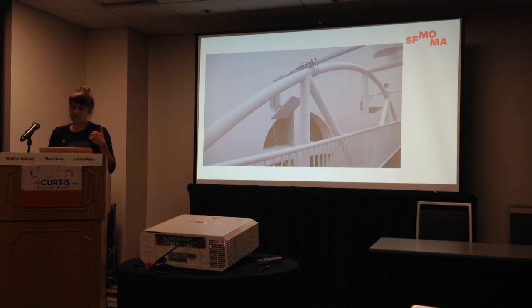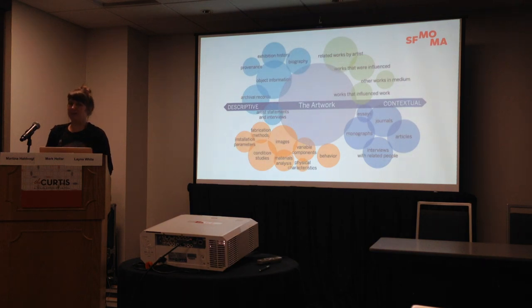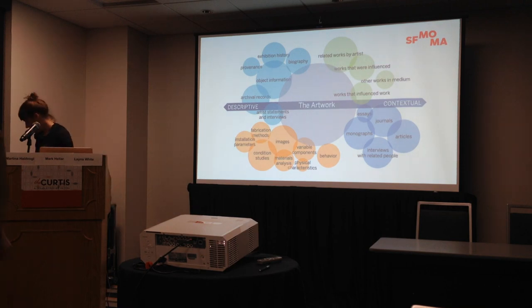But to back up a little bit, we want to explain what it is that we want to capture. What are the different forms of information? And so, like many museums, we generate and need a lot of information around contemporary art in particular. This diagram is our attempt to capture in one slide the different kinds of information and documentation that we need and generate for artworks. We've got it on a spectrum. One side is descriptive information, like physical characteristics or provenance. On the other side is contextual information, like artist interviews and critical responses to the artwork.